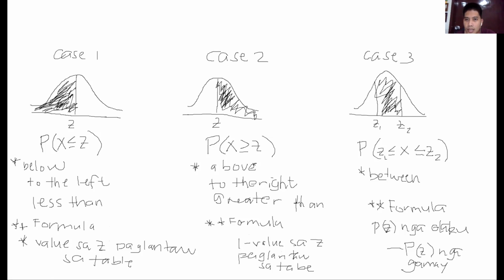Ang case 3, kung mintag in between. So kung mintag in between, dali ra ni siya. Kuhaon nato ang P of z sa dako dayon minusa nato sa P of z nga gamay. So, we'll have some examples.